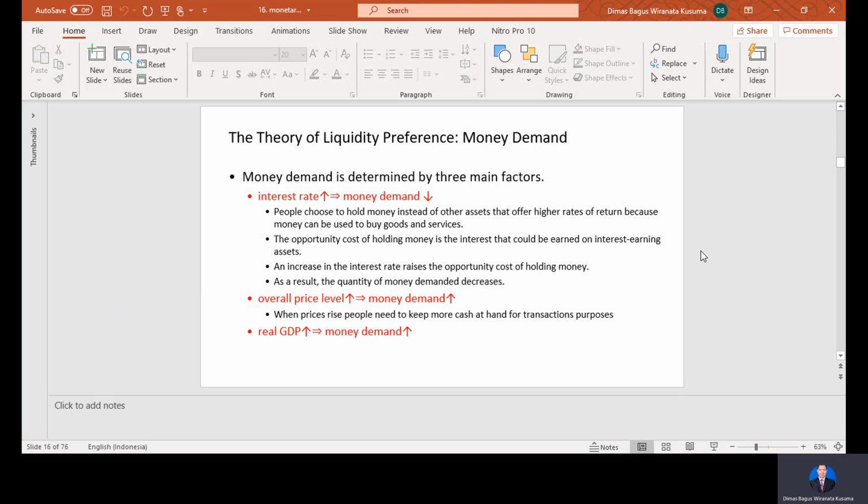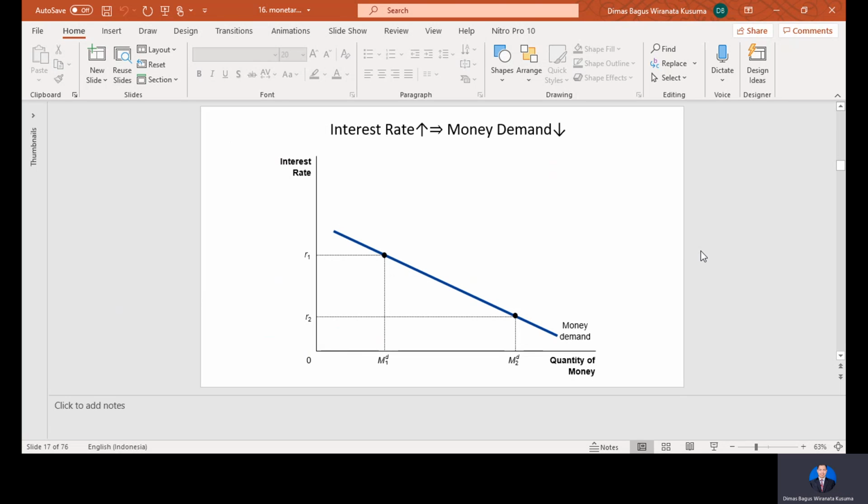Money demand is determined by three factors: interest rate, overall price level, and real GDP. These three factors will determine to what extent money demand exists in the economy. Therefore, here the graph is negatively sloped. The higher the interest rate, the less money demanded. The lower the interest rate, the more money demanded.